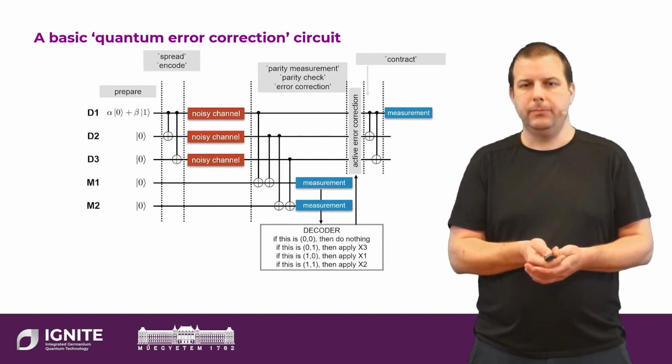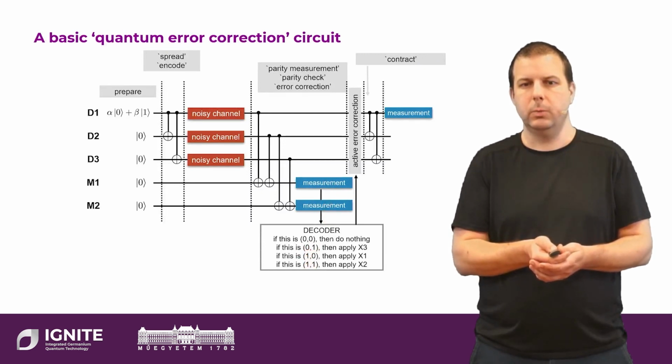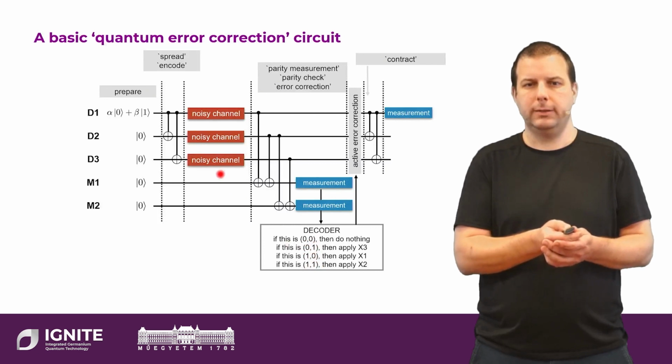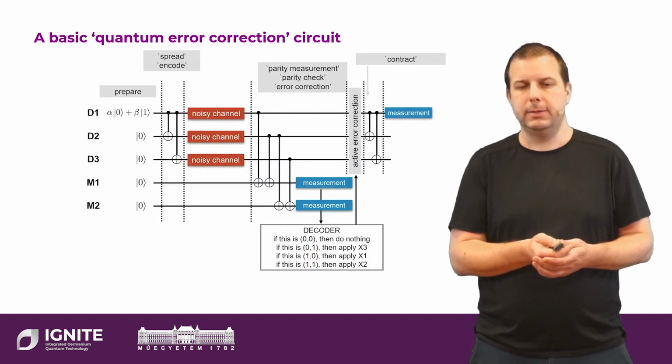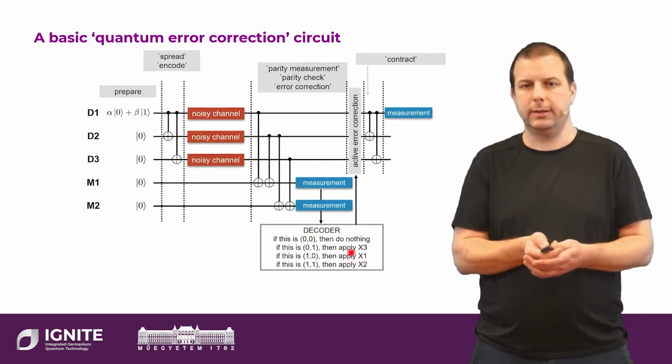And in this scheme, the 2 measurements will bring us 2 classical bit values, which can be either 0, 0, 0, 1, 1, 0, or 1, 1. And these 2 bit values are informative on what kind of error happened in this channel, so which of the 3 bits was flipped in the noisy channel. So based on this information, which is often called the syndrome in error correction schemes, we can make a decision how to correct the error.